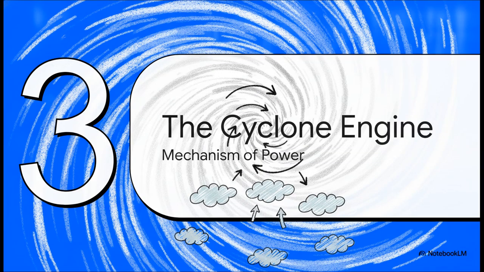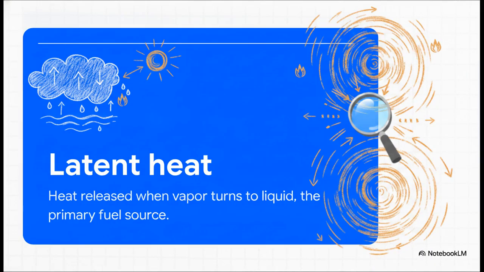All right, Section 3. The cyclone engine and its mechanism of power. To really understand this engine, you have to know what fuels it, and that is the latent heat of condensation. Let's break down the physics real quick. Evaporation cools things down, right? But when that water vapor rises up and turns back into liquid water, which we call condensation, it actually releases heat into the surrounding air. That released heat acts as the primary fuel source for a tropical cyclone.